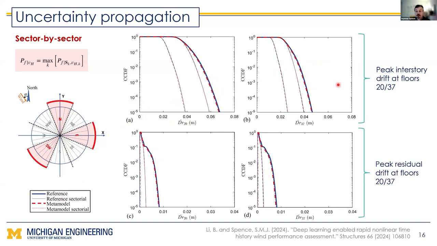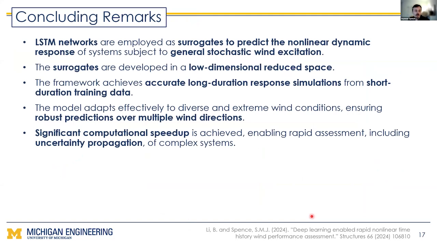If you look at residual deformations, so you're really looking at the inelasticity here, you get similar results. So very good prediction of the residual deformation. This is residual drift at the 20th and at the 37th floor for these critical sectors, estimated once again from the surrogate model.